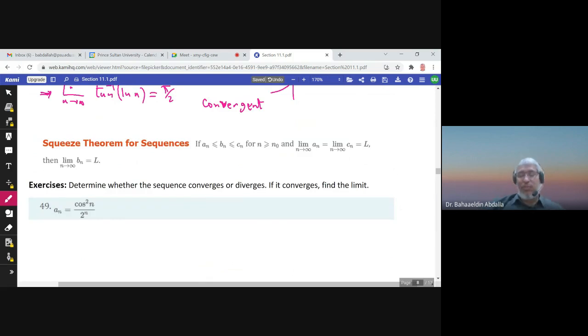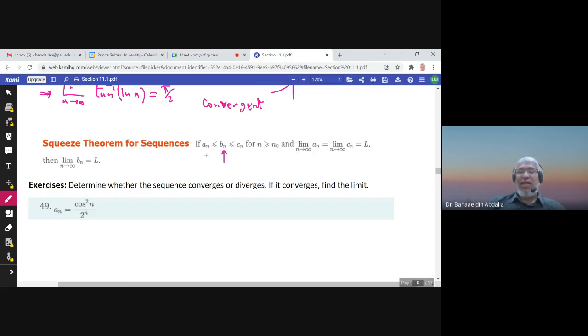Another theorem is called the squeeze theorem for sequences. We call it a squeeze because a sequence Bn is between two sequences, bounded above by the sequence Cn and bounded below by the sequence An. All the terms of Bn are between An and Cn for each n greater than n0. n0 is some n after 10 terms, 100 terms, whatever. Bn would be between these two sequences.